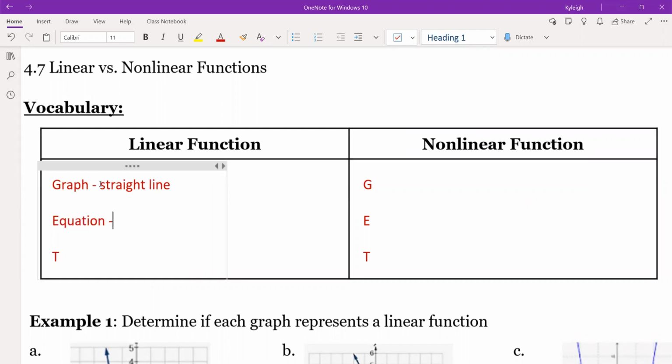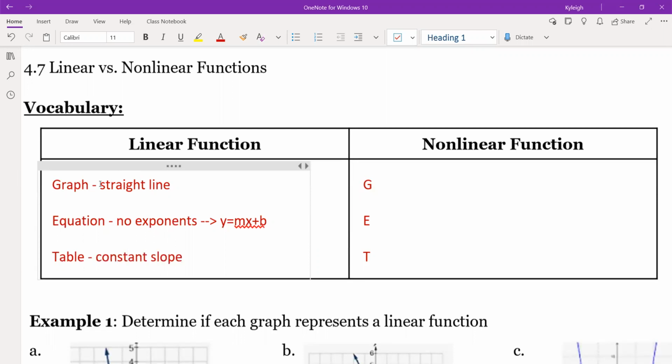The next way is from the equation, and your equation should have no exponents, and it should look like y equals mx plus b. If it's not in that form, then it's not a linear equation or a linear function. And then the third way is from the table. It should have a constant slope.